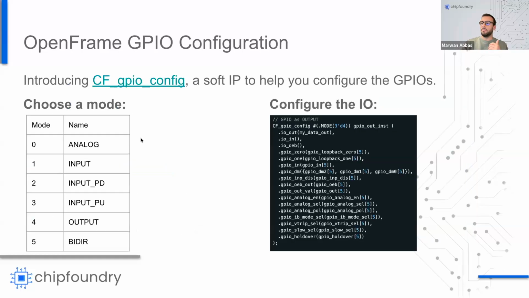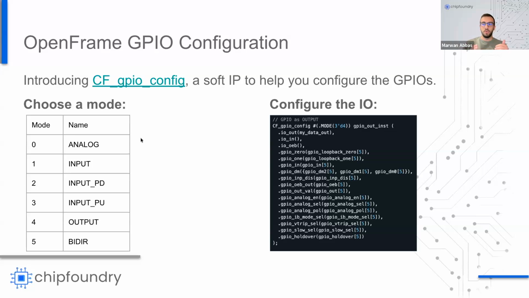So we're actually making OpenFrame easier to use, because until now, you had to actually understand how the GPIOs work and configure them in your design, which, we all know, is a bit complex. So we created a new soft IP. It's called CF GPIO config. This IP is made specifically for configuring the OpenFrame GPIOs.